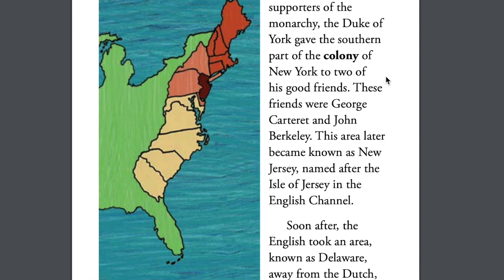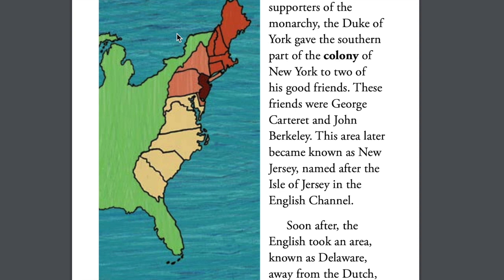So the English had now established colonies in three distinct regions: the southern colonies, which were made up of Maryland, Virginia, North and South Carolina, and Georgia; the New England colonies, made up of Connecticut, Massachusetts, Rhode Island, and New Hampshire; and the Middle Colonies, made up of New York, New Jersey, and the soon-to-be Pennsylvania and Delaware.